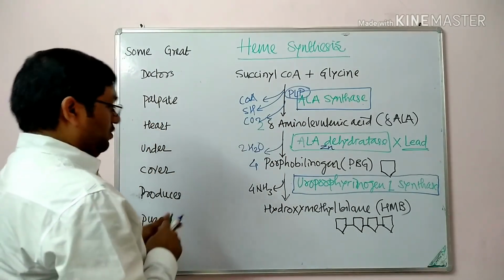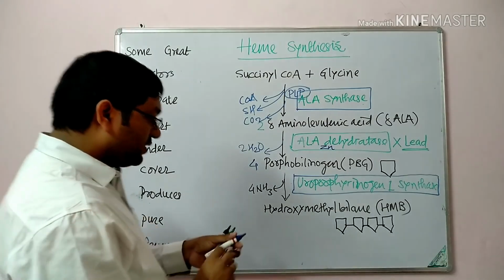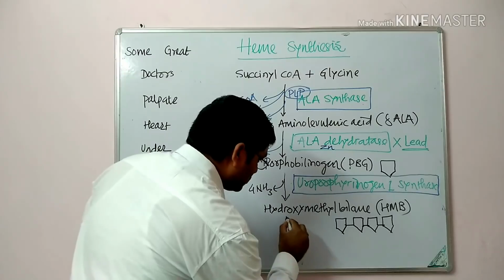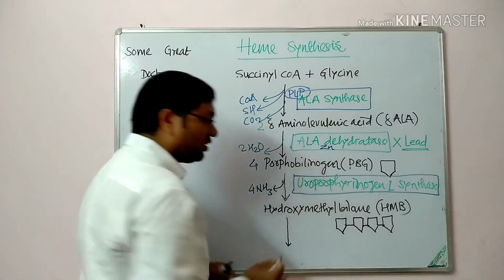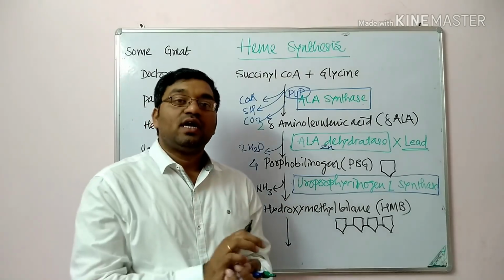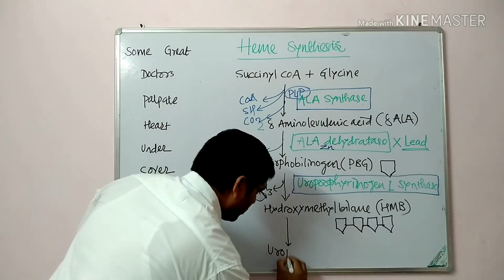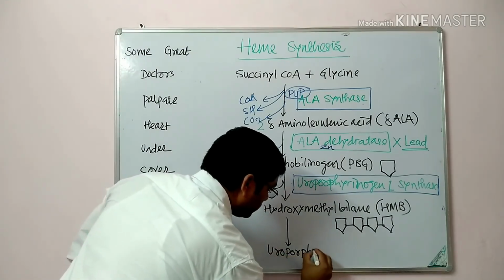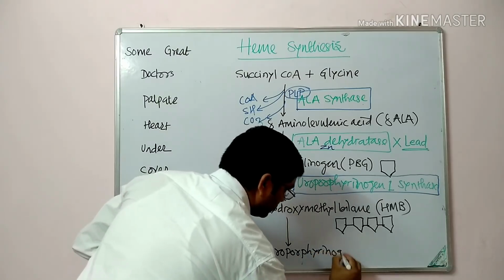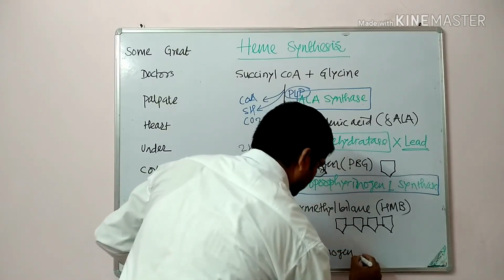Now, in the next step, this hydroxymethylbilane undergoes cyclization and there is formation of uroporphyrinogen III.